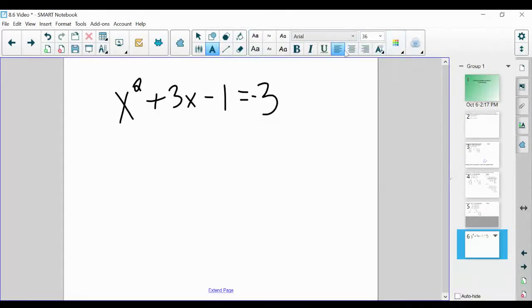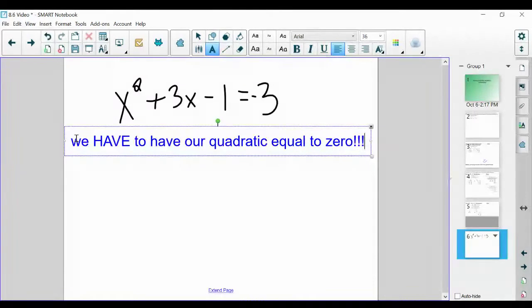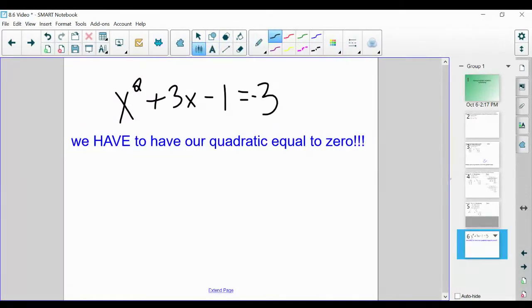So let's make sure we jot that down. I'll jot down with you. We have to have our quadratic equal to 0. We have to. So in order for us to do that, we have x squared plus 3x plus 1 is equal to negative 3. We're going to have to add 3 on both sides.